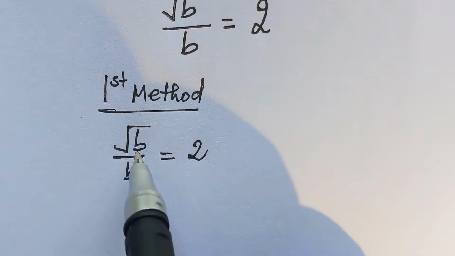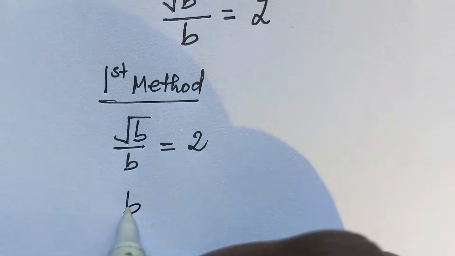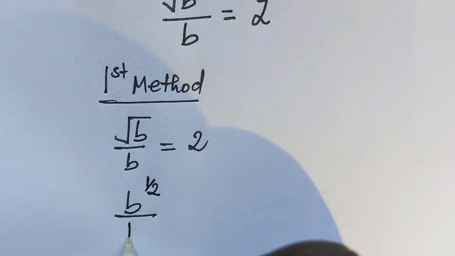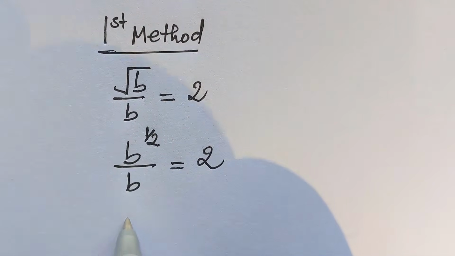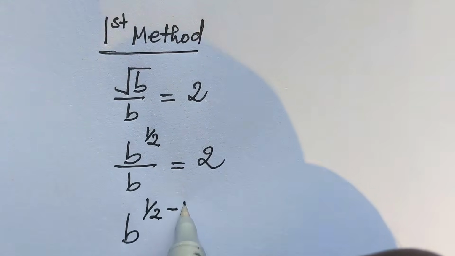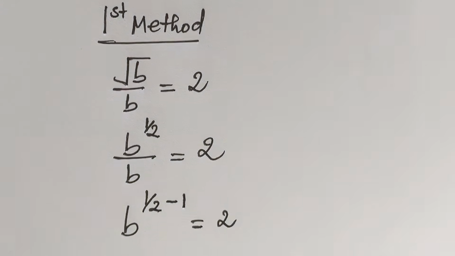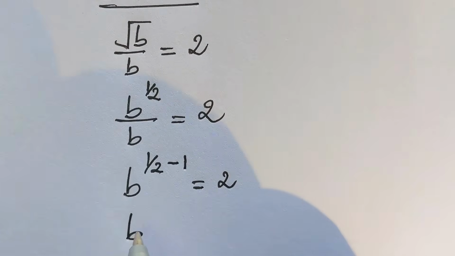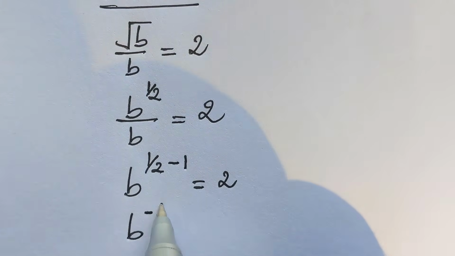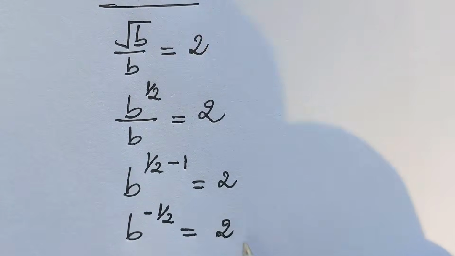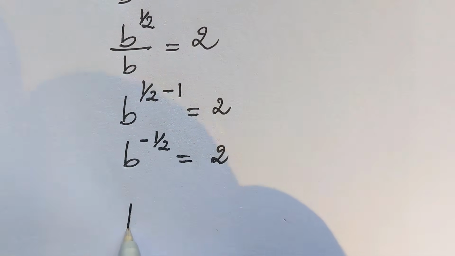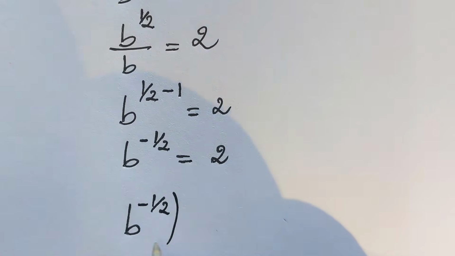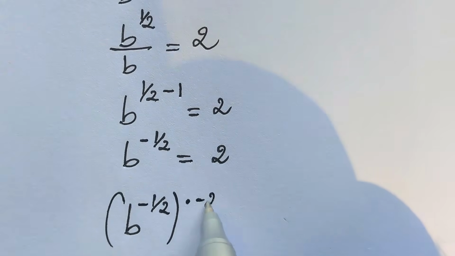Alright, so we know that square root of b will be b power 1 over 2, over b, equals 2. So we shall write b power 1 over 2 minus 1 equals 2. So this will be b power negative 1 over 2, which equals 2. And of course here we want to remove this negative 1 over 2 that we have right here. So we shall take this b power negative 1 over 2 times negative 2.